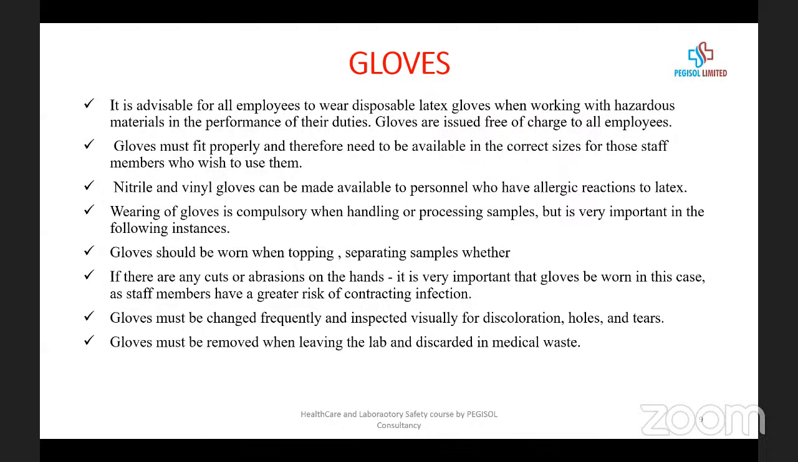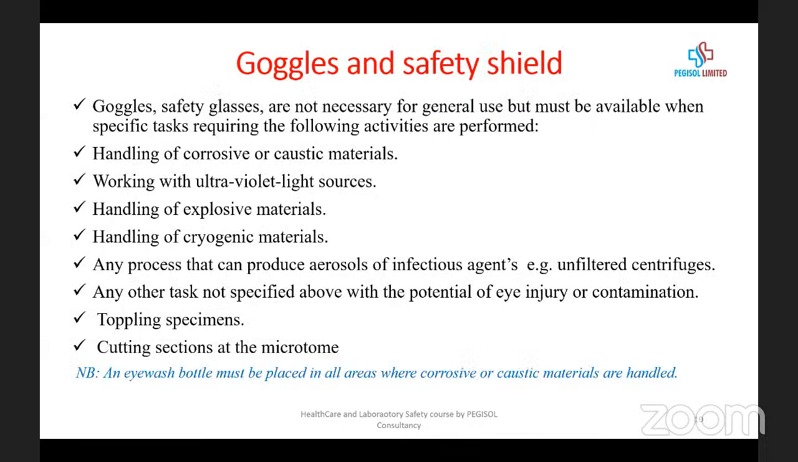So let's talk about other PPE like goggles and safety shields. Goggles and safety glasses are not necessary for general use, but must be available when specific tasks require you to wear goggles or a safety shield. Examples of those tasks could be handling of corrosive and caustic materials, handling explosive materials, and handling a UV light source. When you're working with a UV light source, you should wear goggles or a safety shield.